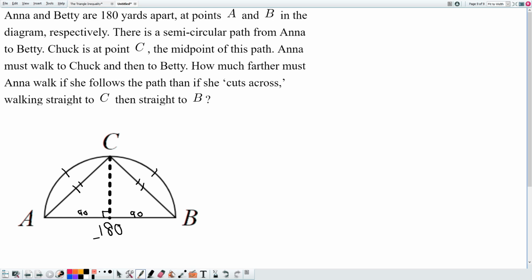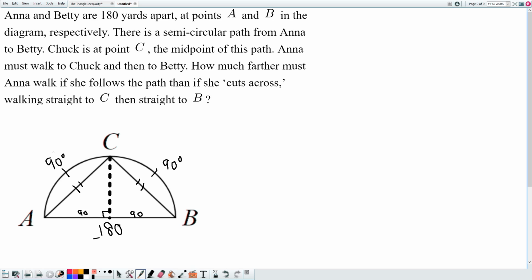Well, arc AC is 90 degrees since it's the same as this angle here. That means arc CB is also 90 degrees. And if we put that together, we would get 180 degrees, sure. But what else could we do to solve this problem?